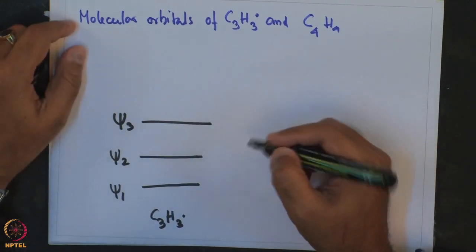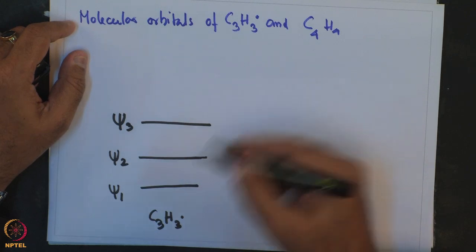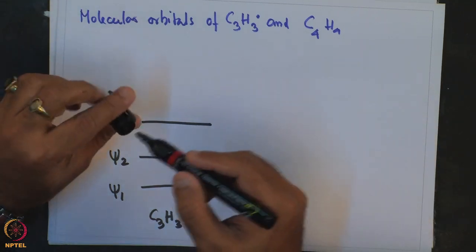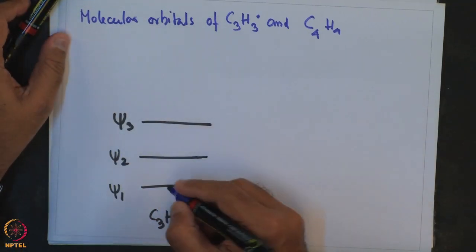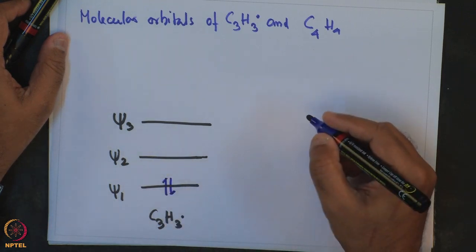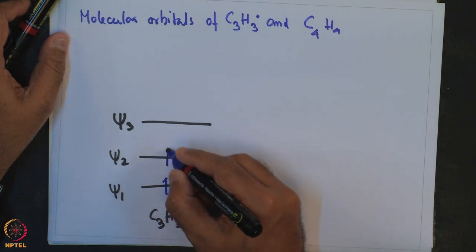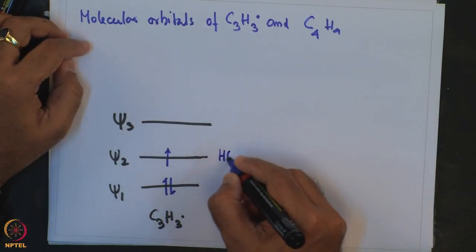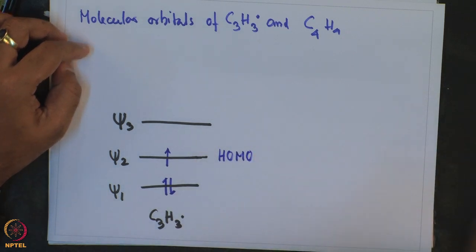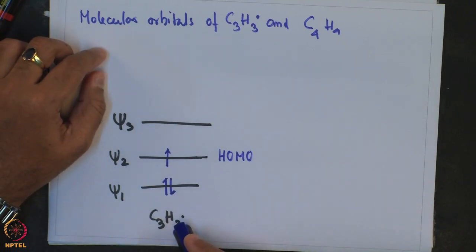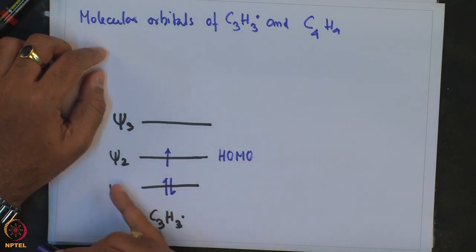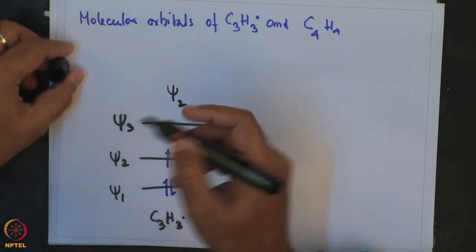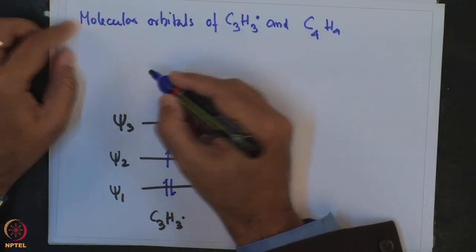In our earlier discussion, we have discussed in detail the various molecular orbital combinations that are formed for this allyl radical. Now, the allyl radical has three electrons, so psi 1 is paired and populated, psi 2 is an unpaired single electron, so it has a radical nature, and this is the highest occupied molecular orbital or HOMO. Thus, the reactivity of C3H3 dot radical is very much dependent on this unpaired electron available at the psi 2 orbital. Now, the psi 2 molecular orbital would resemble or would look like this.